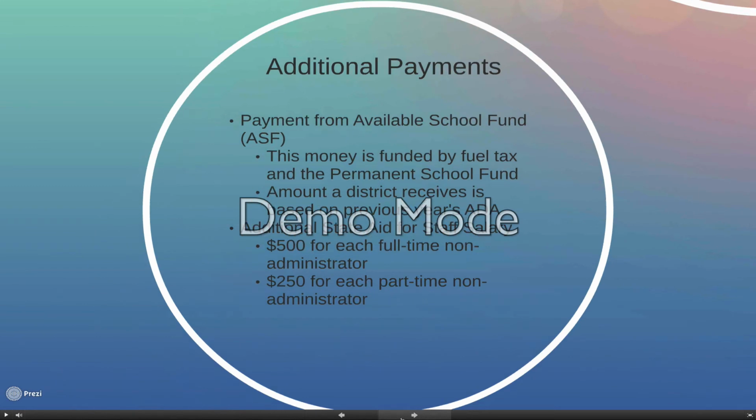Other facility payments include a payment from the available school fund. This is money that is funded by the fuel tax and the permanent school fund. The amount a district receives is based on the previous year's average daily attendance. Additionally, there's some state aid for staff salary every year, $500 for each full-time non-administrator and $250 for each part-time non-administrator.